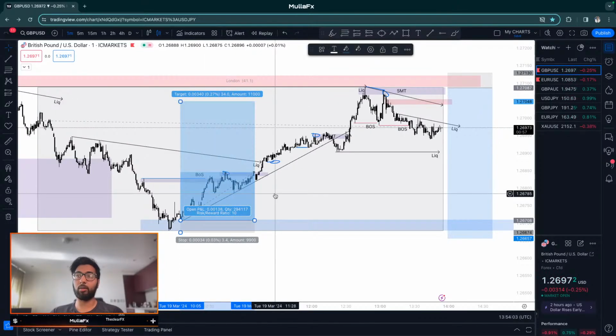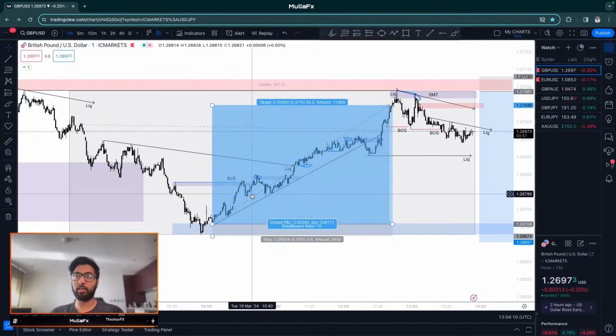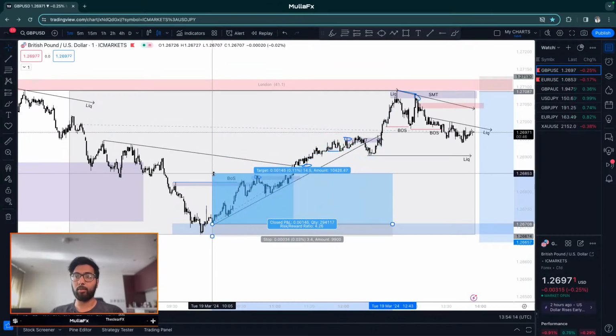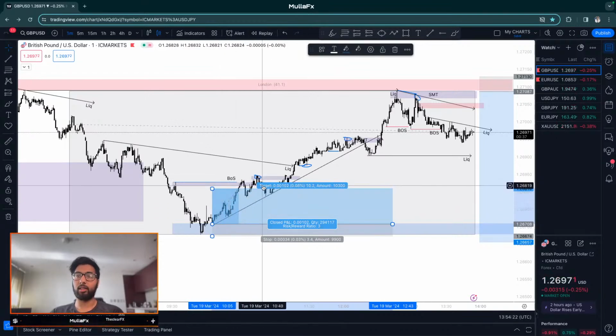This is the kind of trade I would have looked for. Unfortunately, I didn't get to see this trade because I wasn't looking at the market at this time. But this is the kind of trade I would have looked for. Obviously taking partials at my 1 to 3 risk reward ratio, around this area, right? Taking my partials, break the structure over here.